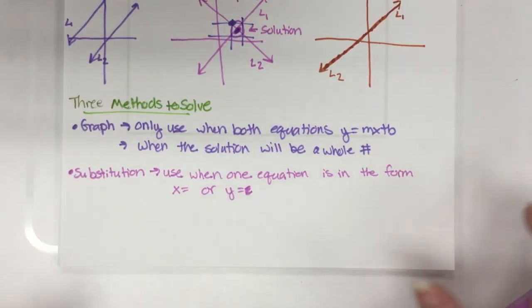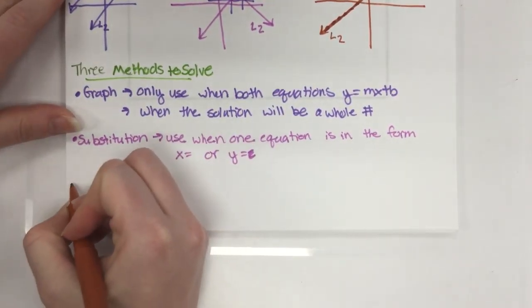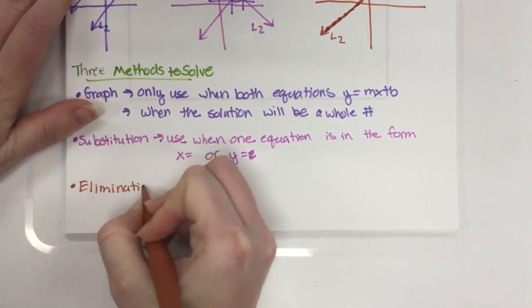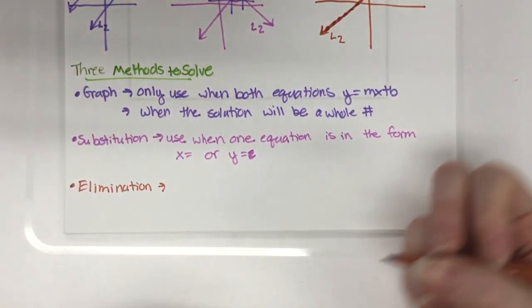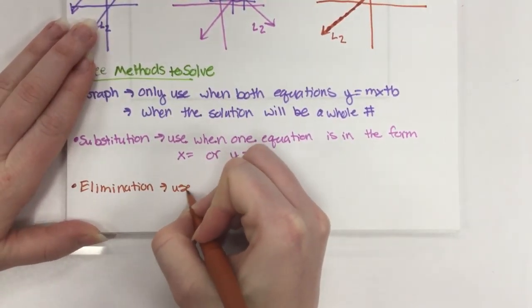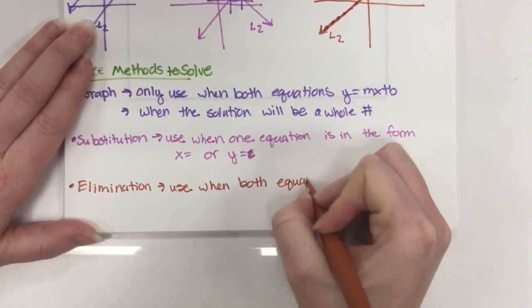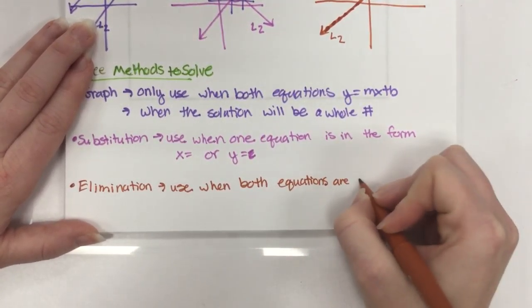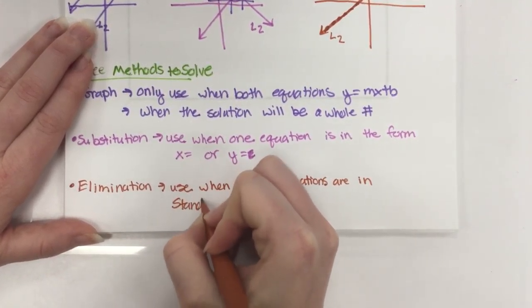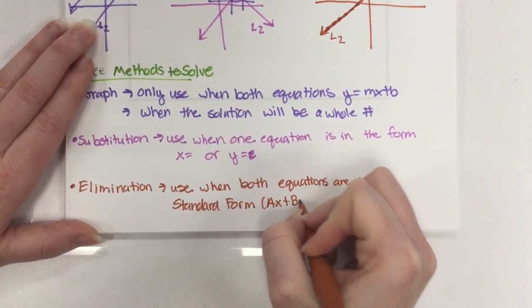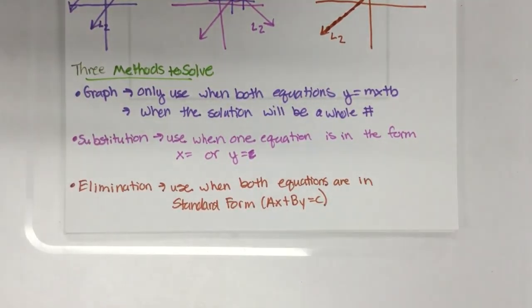It just gets way too hard, because the last method is probably the one you have done the most in your time, and it is elimination. It's because most of our equations are written this way, and so that's why we do it. And so we will use it when both equations are in standard form, and what we call standard form is ax plus by equals c. And so they'll both be in this form, stacked up on top of each other, and we try to eliminate a variable.